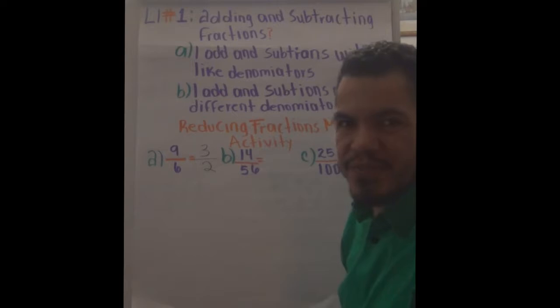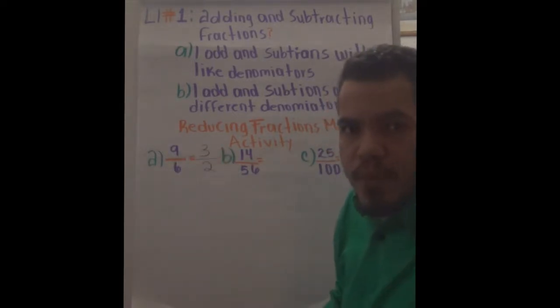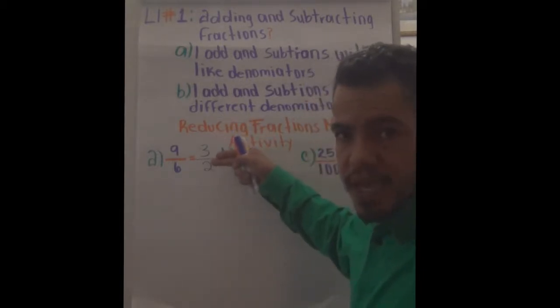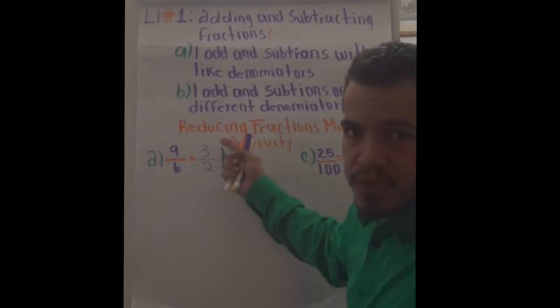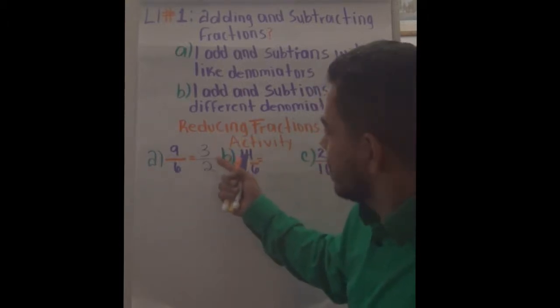And why do I say simplest form? Because if I try to reduce this, the lowest number I can divide by is 2. But I cannot divide 3 by 2. So I can divide 3 by 3, but I cannot divide 2 by 3.